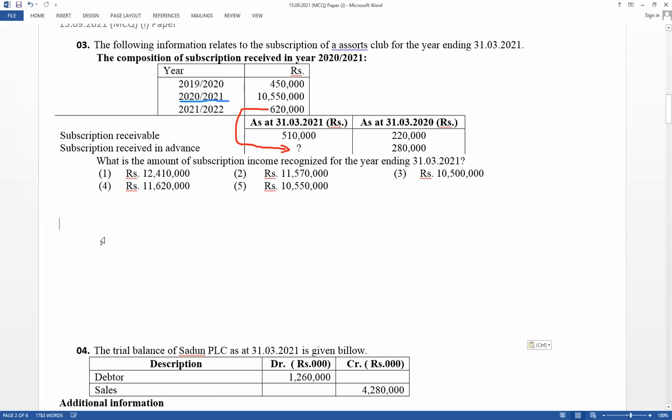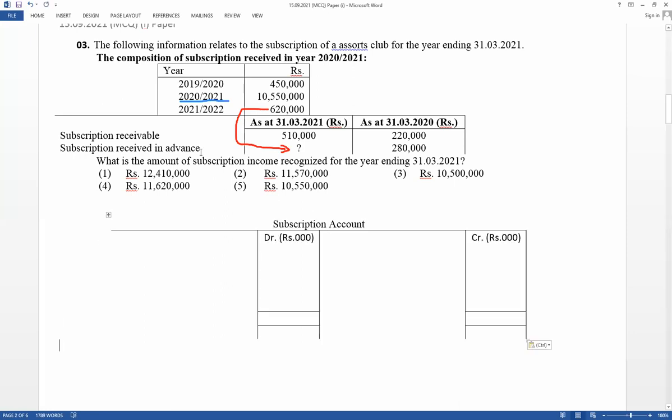Take the opening and closing balances. In the subscription account, subscription receivable has been given. Opening balance 220, debit side as balance brought forward. And closing balance 510, balance carried down, from debit side to credit side, 510. As well as subscription received in advance is given: 280, opening balance as balance brought forward.